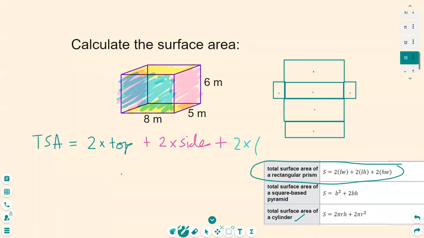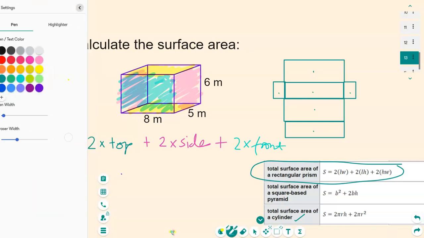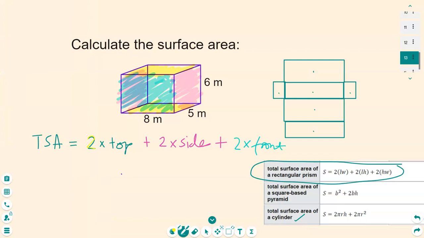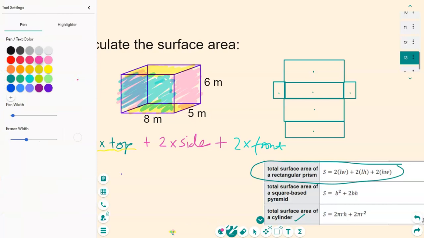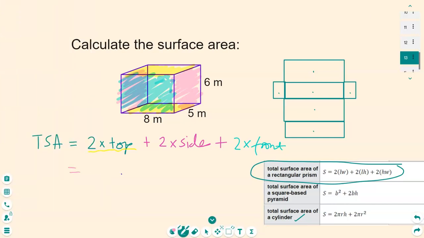Plus 2 times the front. And then we're just substituting in. I might actually just make this yellow, just so you know that. And then let's input it all. So they're all rectangles. Now let's have a think of what that top rectangle is. So the top rectangle, or the bottom, whichever one you go for, is 8 by 5. We're looking at the yellow rectangles. And we know that our formula is length times width. So I'm just going to put that straight in.